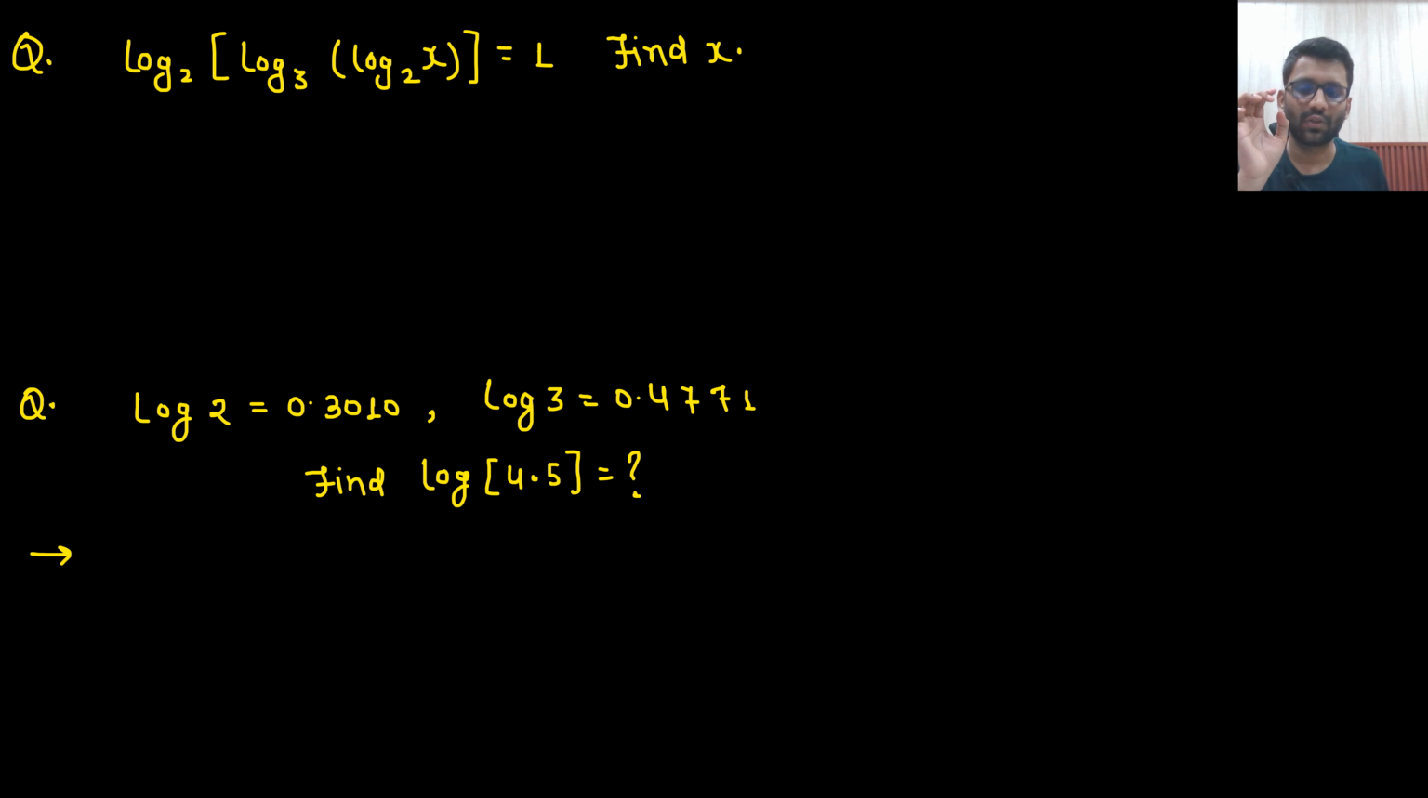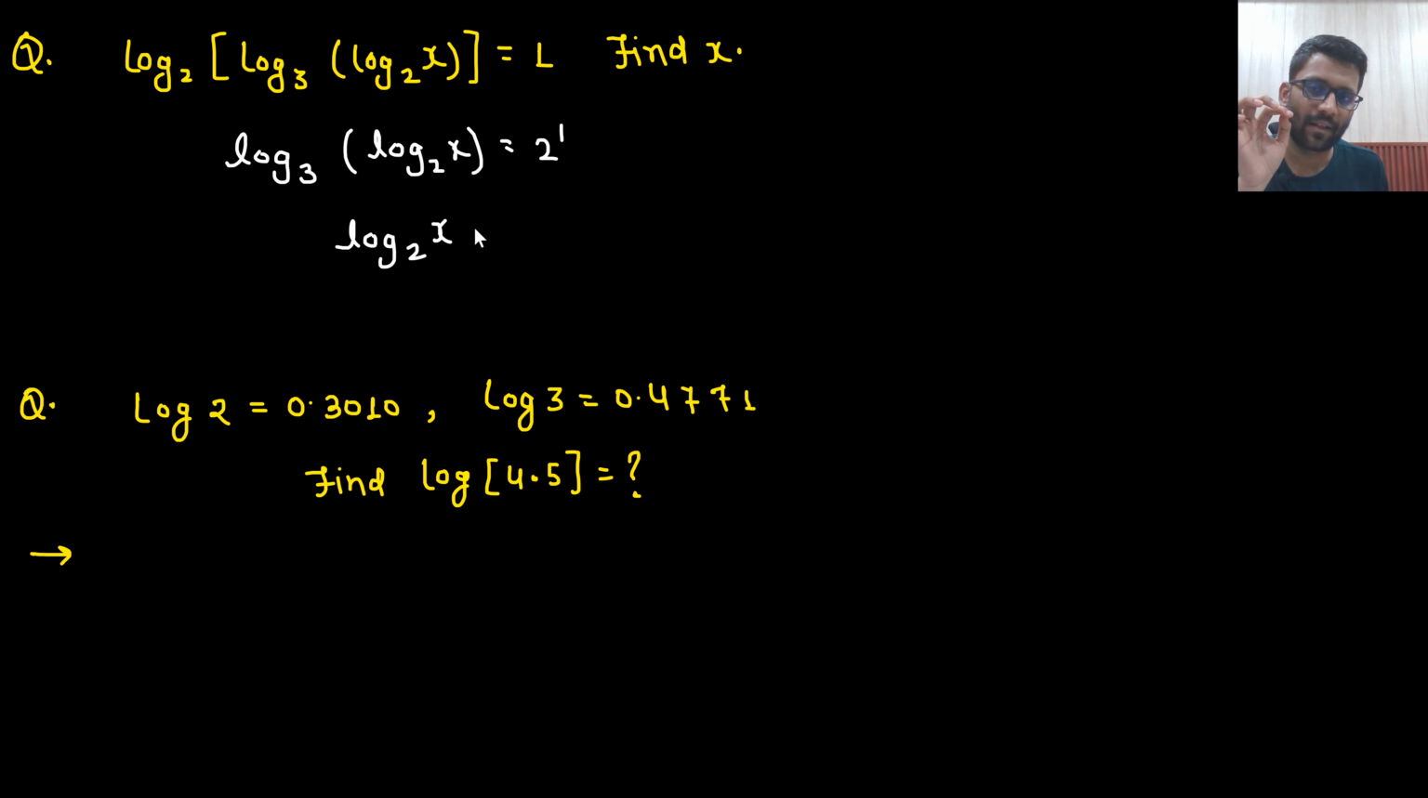So if log 2 is going here, that means it would become 2 to the power 1. Now if 3 is going this side, what would it become? 3 to the power 2, right? Because 2 to the power 1 is 2 only. Now if 2 is going this side, what would it become? 3 to the power 2 is 9. So x is equal to 2 to the power 9, or 512.